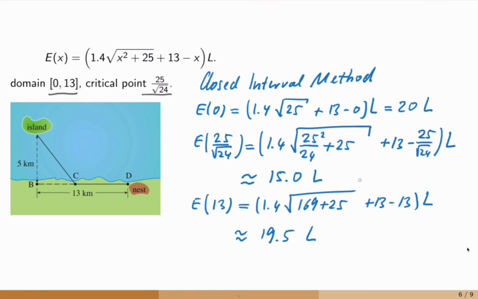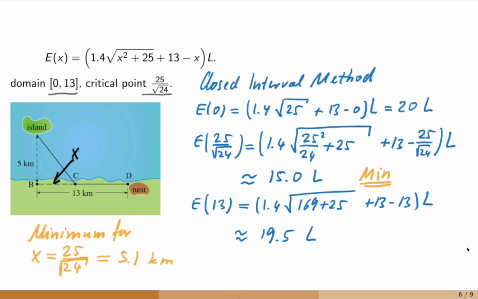We are looking at the minimum, so here is the minimum. And this has to be the absolute minimum because we used the closed interval method. The minimum for x is equal to 25 divided by root of 24. If you put this in the calculator, this is about 5.1 kilometers. So this bit of the graph is about 5.1 kilometers. That would be the optimal point for the bird to land, and then continue the rest towards the nest.